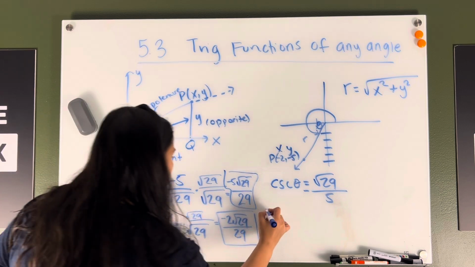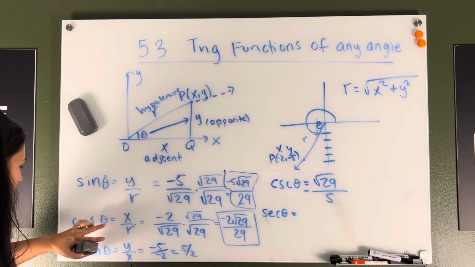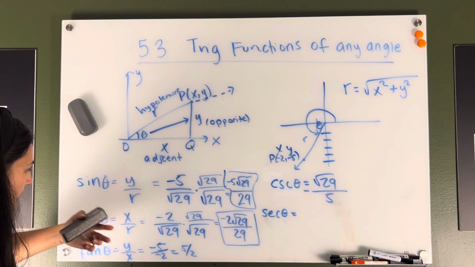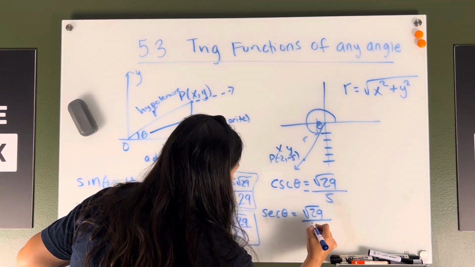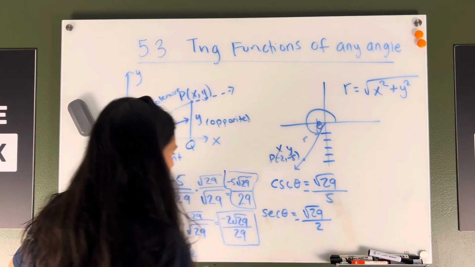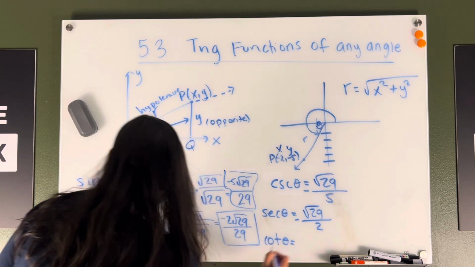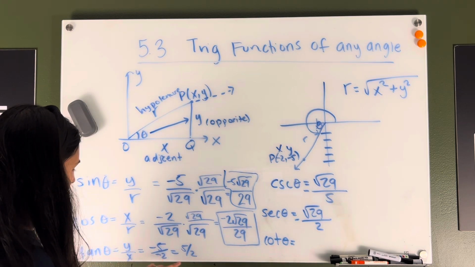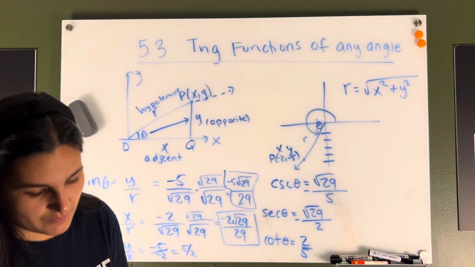For secant of theta, it is the reciprocal or flip of cosine, so it would be r over x, which is the square root of 29 over -2. Put the negative on the outside. And then last but not least, cotangent would be x over y, so it'd be 2 over 5. And you can leave it like that, you don't have to turn it into a decimal or anything.